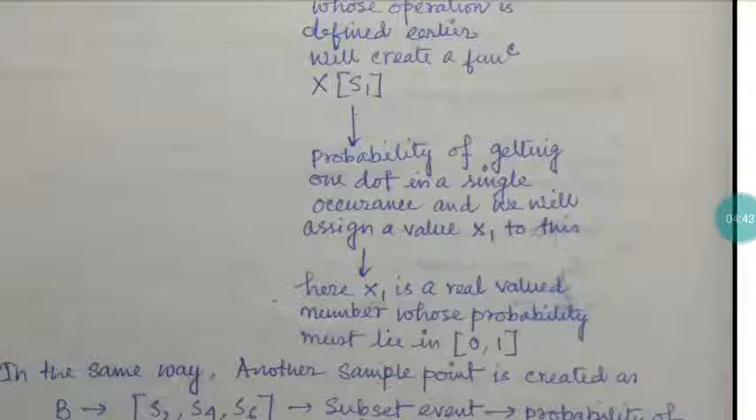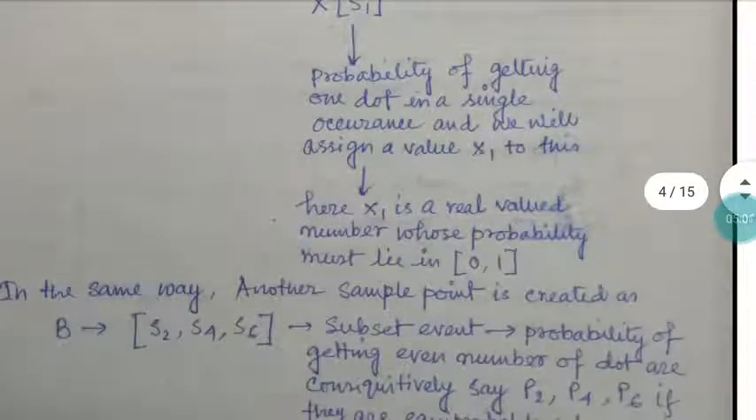So here x1 is a real valued number whose probability must lie between 0 and 1. Obviously, because it is a random number, it can be maximum 1 and minimum 0, but it will always lie within that range. So next point, in another way we can represent that another sample point S is created as B.